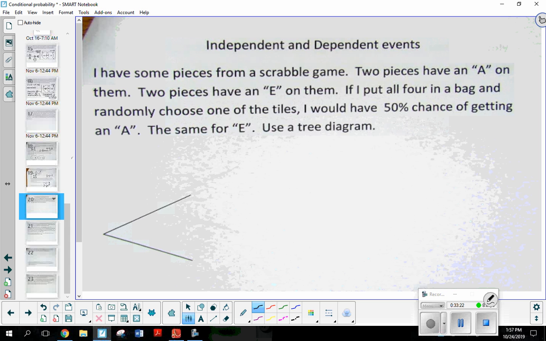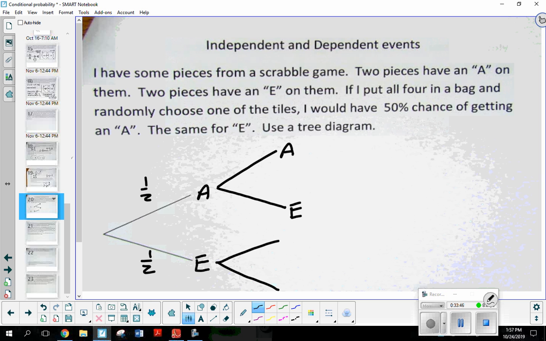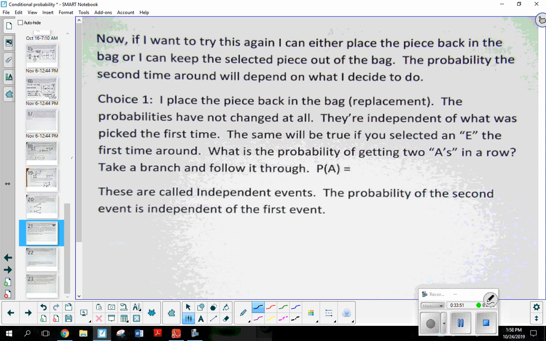So let's go ahead and create a tree diagram. When I first choose, I'm either going to get an A or an E. So I have a 1 in 2 probability of that happening. Because remember, there's 2 A's and 2 E's, so 2 A's out of the 4 total. That's where I'm getting the 1/2 from. Now, if I were to branch this off, I have another A and another E, another A, and another E. Now, right below here, I couldn't fit everything on the screen. Choice 1, I place the piece back in the bag, so this is replacement. The probabilities are not going to change.